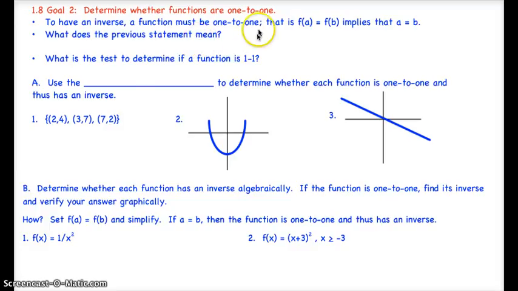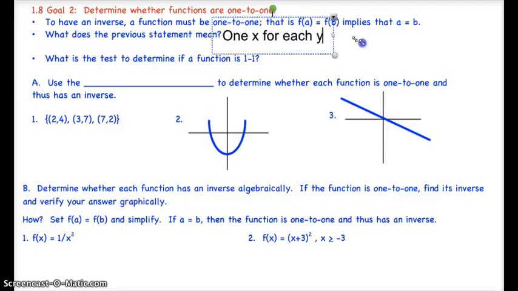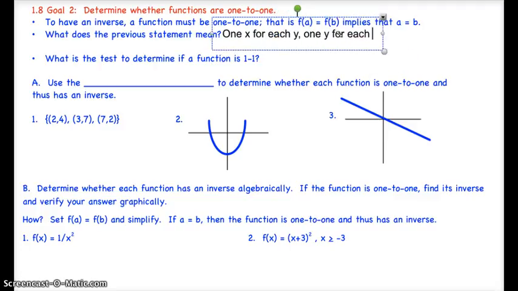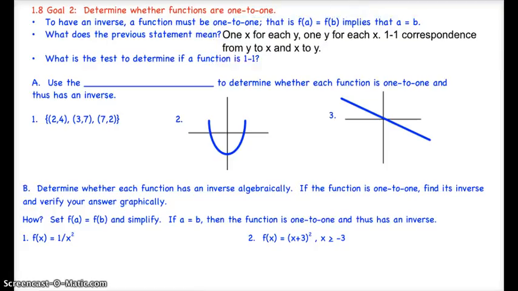Basically, here's what one-to-one means. It tells us that every function has 1 x for each y. You already knew that about functions. But then it also has 1 y for each x. So there is a one-to-one correspondence from y to x and x to y. Basically, we're saying that neither the x nor the y coordinate can repeat itself.